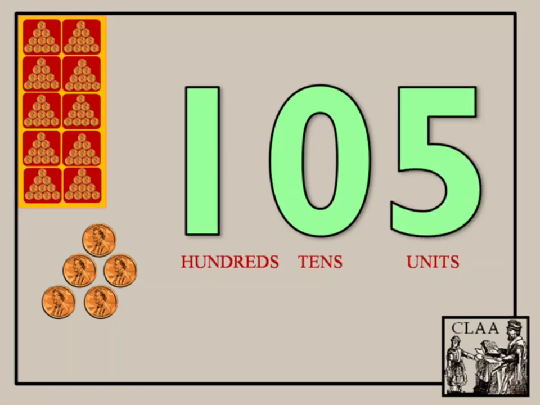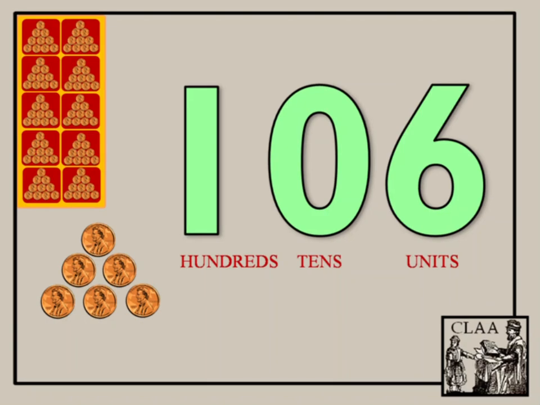How many pennies do you see on this screen? You can see that there are 100 in the gold box, 10 sets of 10. That's 100. And there are some pennies left over. 1, 2, 3, 4, 5. There are 105 pennies on this screen. And you can see the number 105 written in green. There's 100, 0 tens, and 5 units. That's 105.